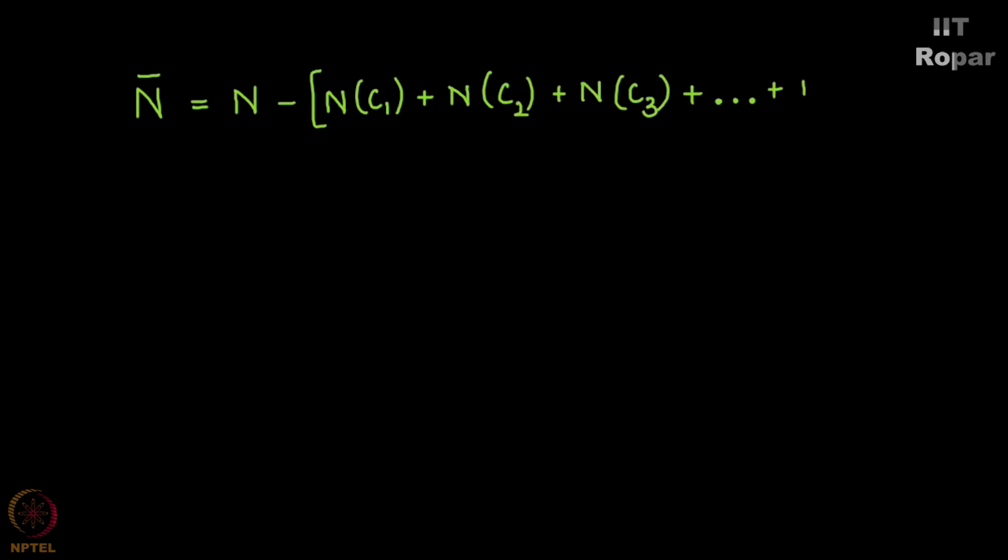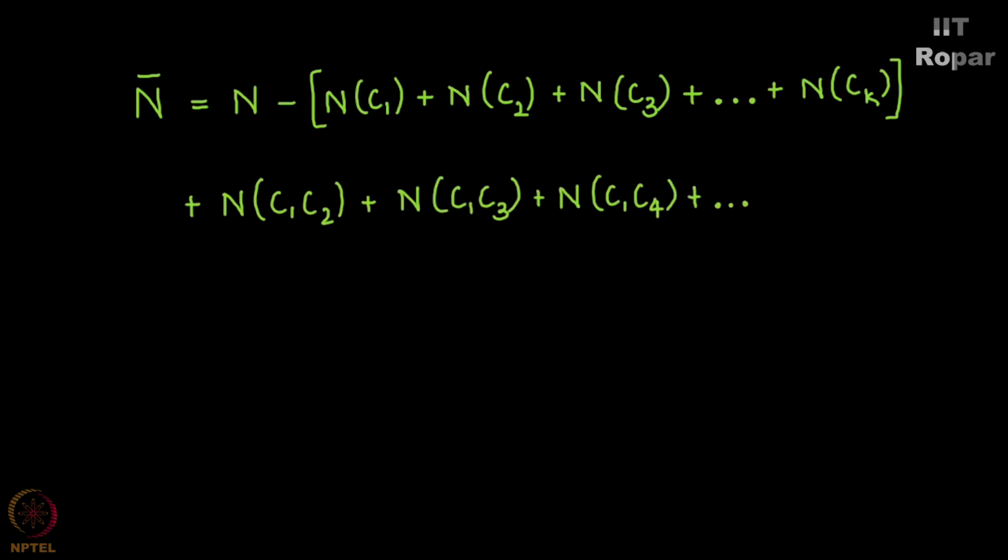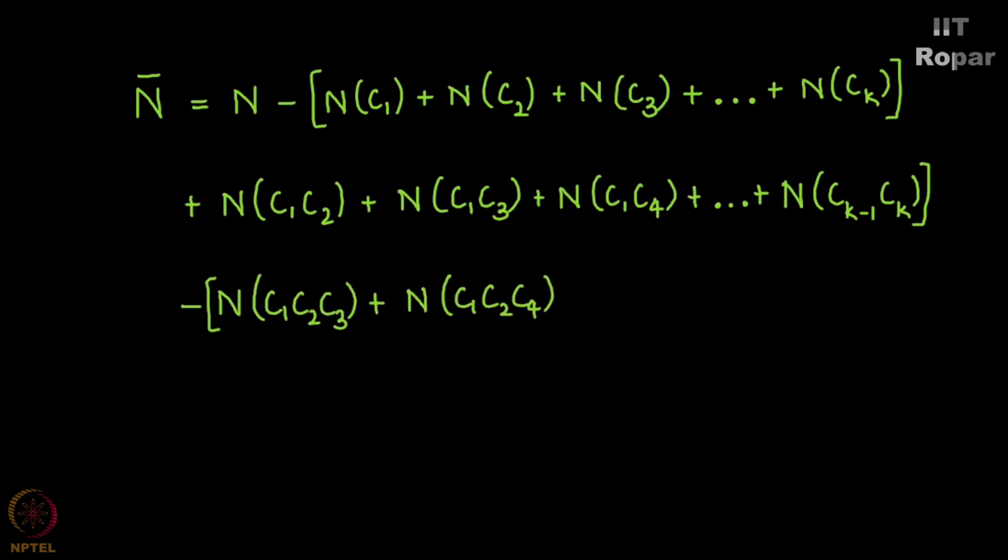N bar is equal to n minus n of C1 plus n of C2 plus n of C3 up to n of Ck, and then an alternating sign, plus n of C1 C2 plus n of C1 C3 plus n of C1 C4 and so on up to the last term n of Ck minus 1 Ck. And then again minus n of 3 terms, C1, C2, C3, C1, C2, C4 and so on.